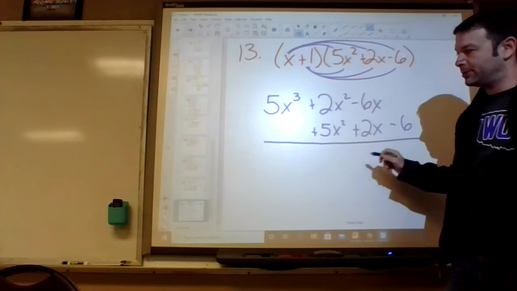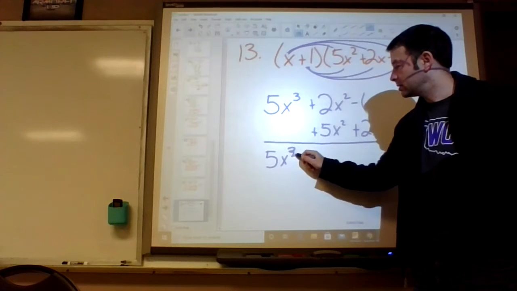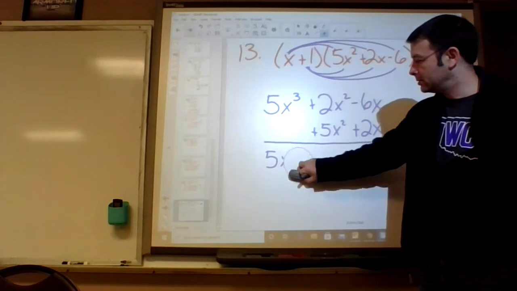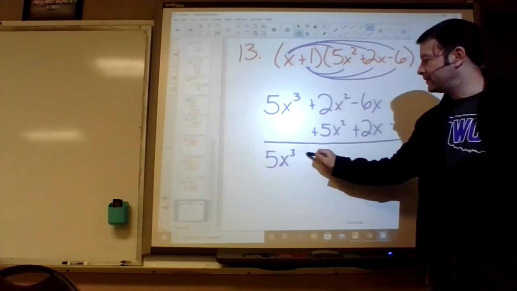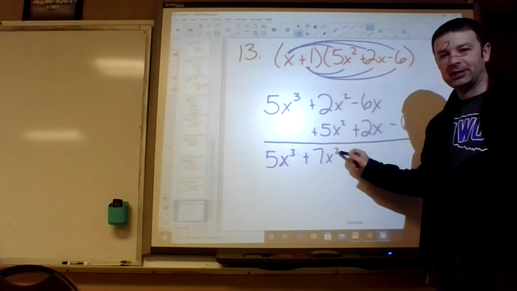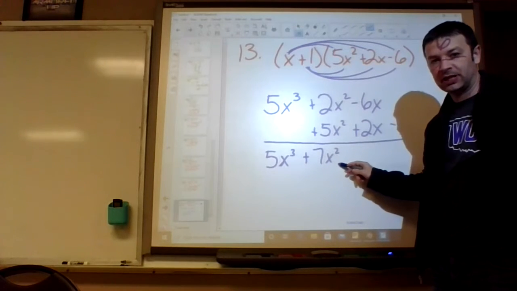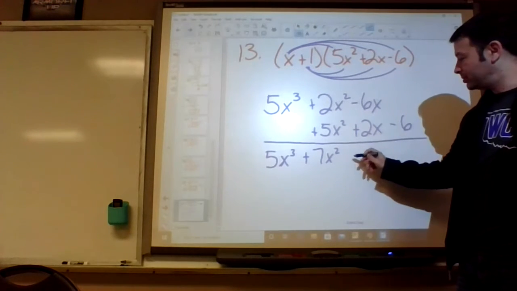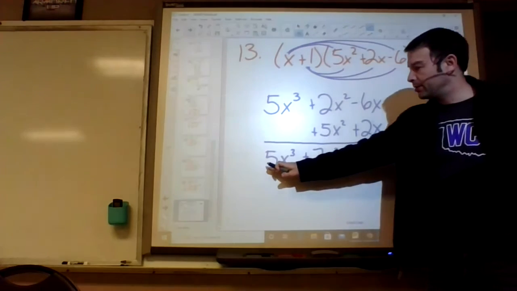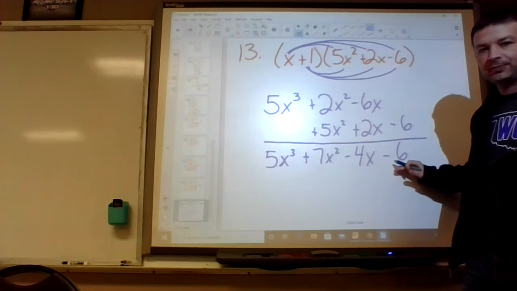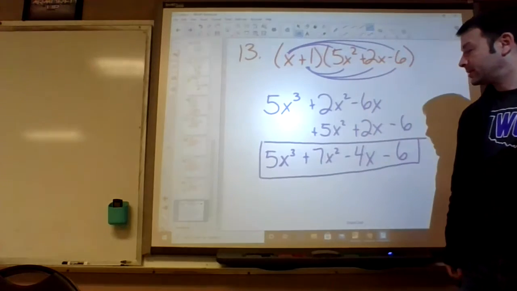So now I'm going to add my like terms. So 5x cubed is by itself. 2 plus 5 is 7, x squared. Notice the exponents are not changing because 2 of these plus 5 of these is 7 of those. Same thing. Negative 6 plus 2 is negative 4. And then the minus 6. So all these are different kinds of terms, so they're not going to simplify. This is the final answer there.